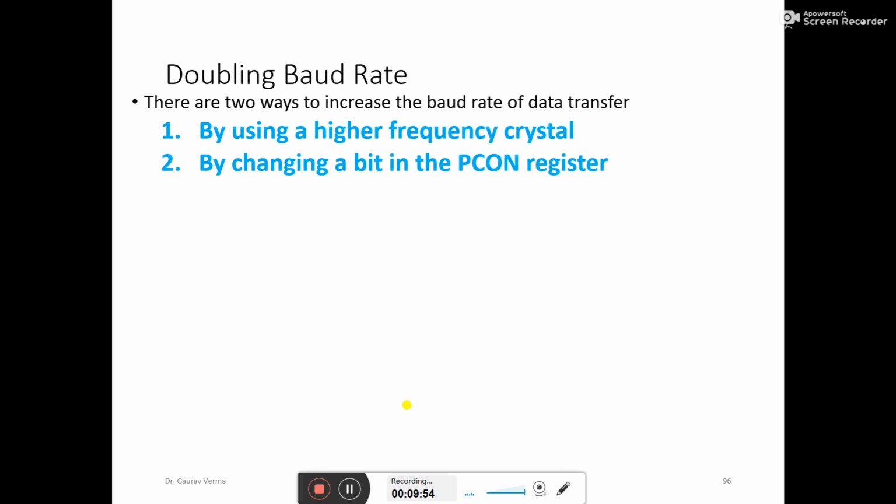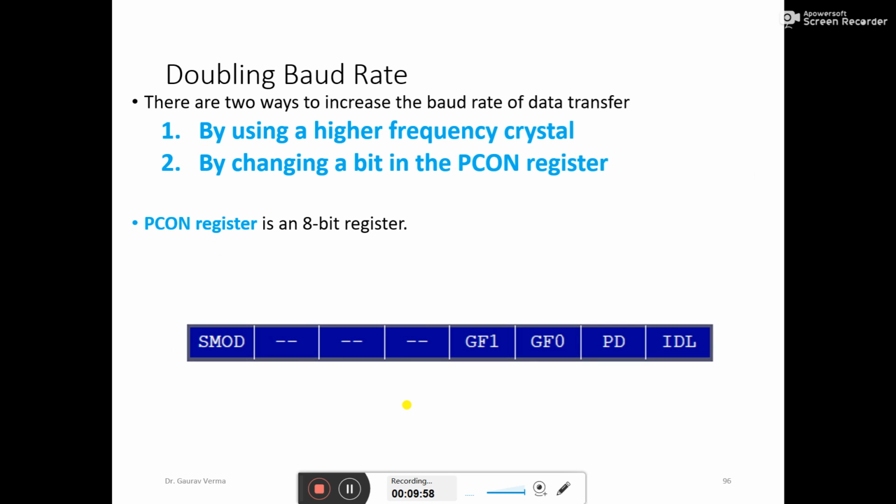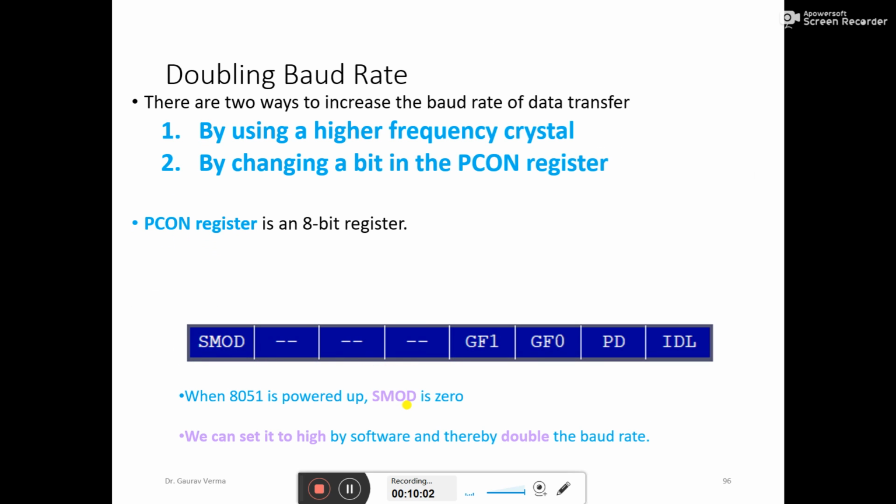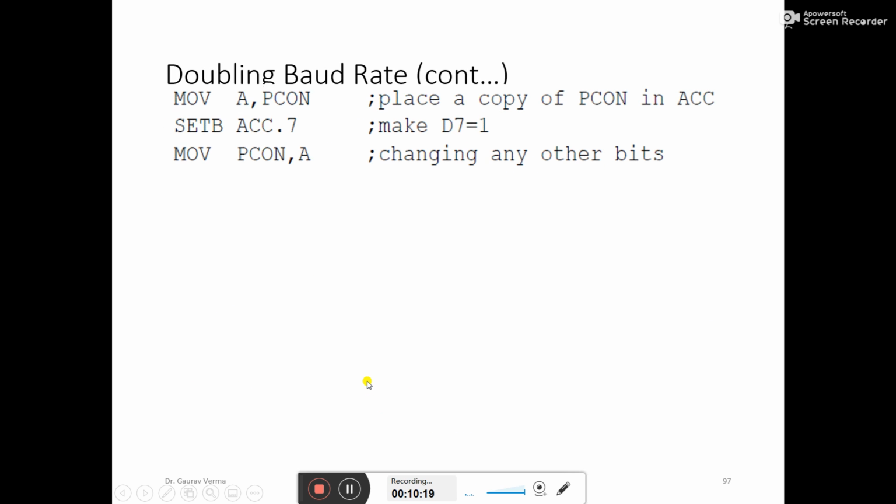Now this is doubling the baud rate, which we can do with the PCON register. There is the SMOD bit, GF1, GF0, PD and IDL. If we need to double the baud rate, SMOD can be set high, and then the rate will be doubled.